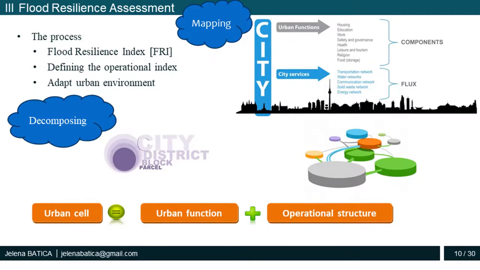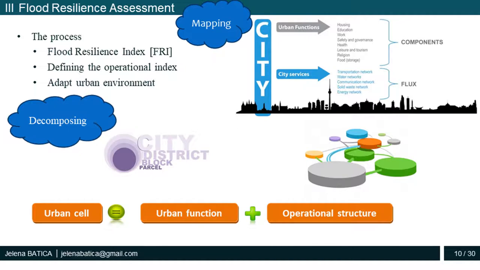So the process: the first is the flood resilience index, and the second one is defining the operational index, and how we are adapting our urban environment to increase the flood resilience. So first we decompose the system, so we can look at the macro scale, the city as a whole, or we can look at the micro scale, district, block and parcel. And this is done within GIS mostly. And on the other side, we have mapping. So the land use is adapted to fit the different urban functions and city services.